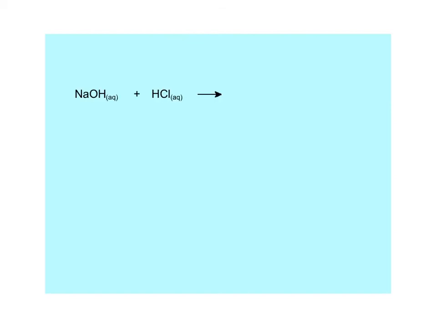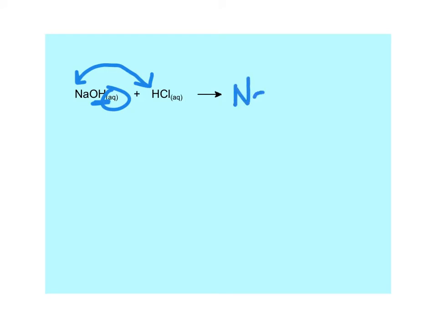Here we have sodium hydroxide and hydrochloric acid. So we have our base, our strong base, sodium hydroxide. It's a soluble hydroxide. Got the little aqueous there. And then we've got hydrochloric acid, which is a strong acid. We're going to do double replacement. So swap out the cations or swap out the anions.